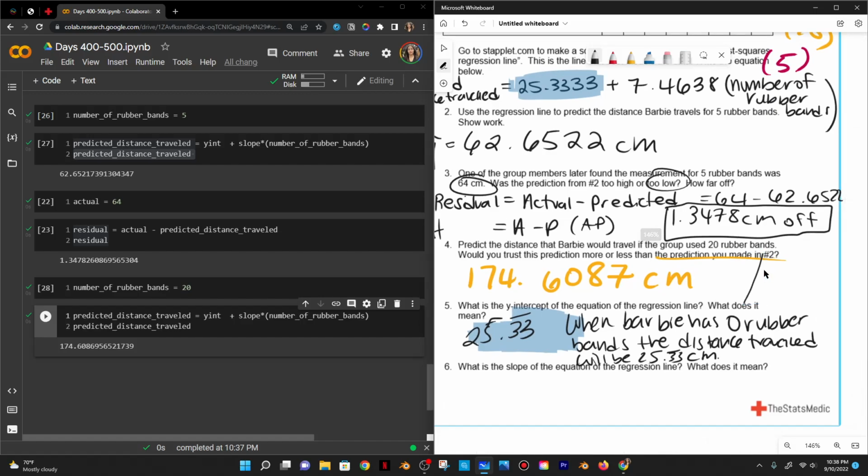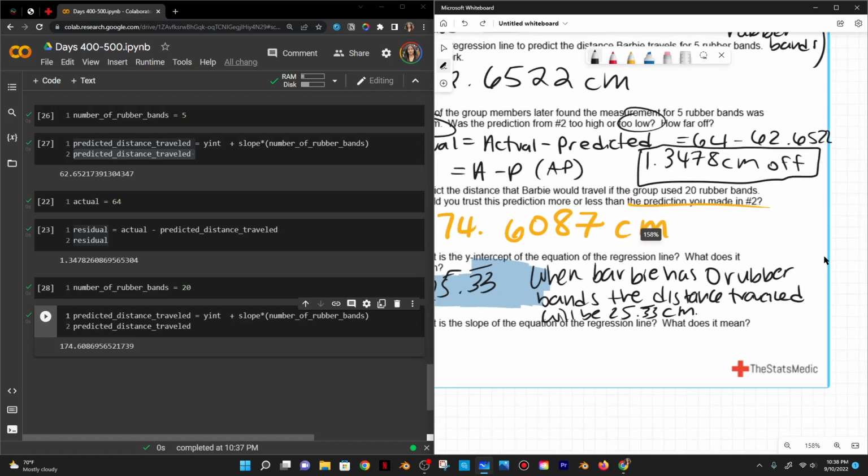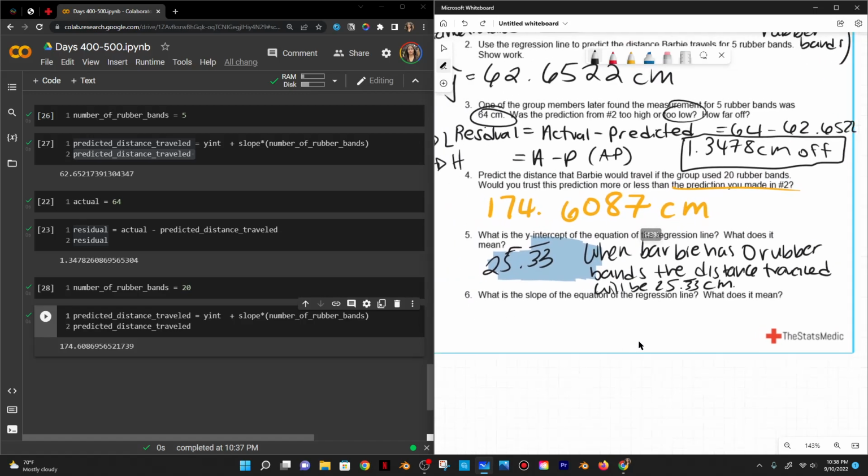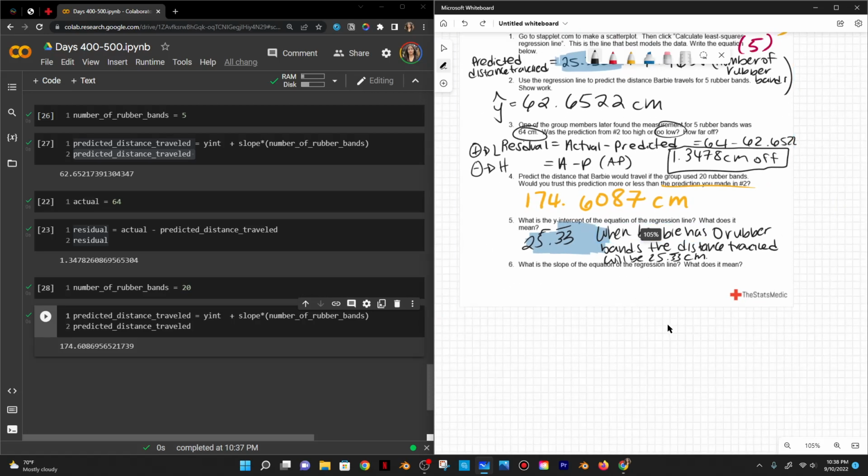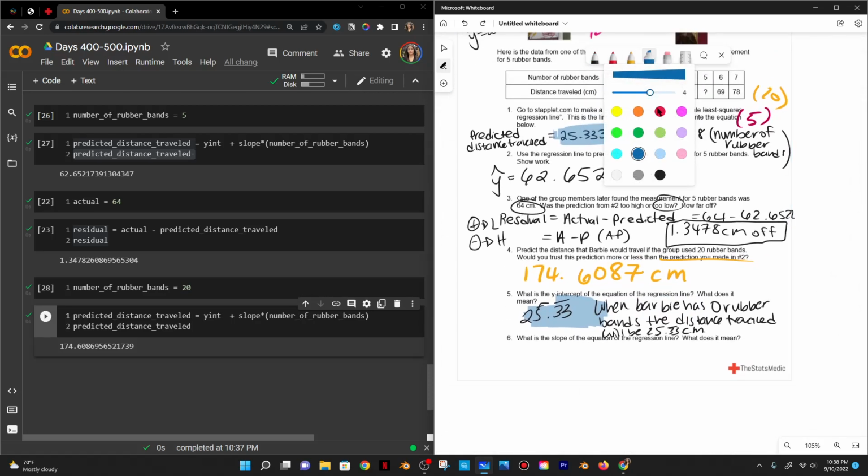This is like horrible handwriting. Sorry about that. Anyway, what is the slope of the equation of the regression line? Well, the slope is, let's look at another highlight here, this number over here, 7.4638. That is the slope.